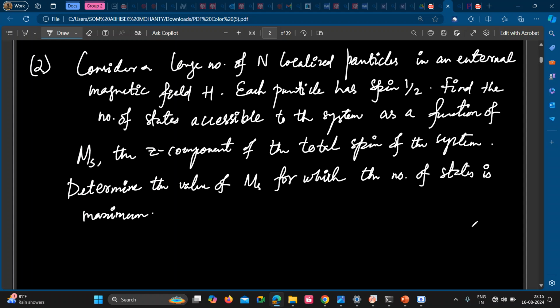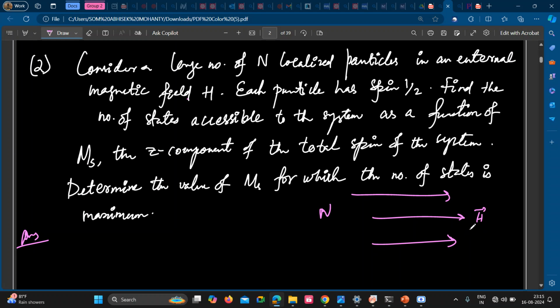Okay, how to solve this question? See, large number of N localized particles. So N is the total number of particles here. In an external magnetic field H. Each particle has spin half. Find the number of states accessible to the system as a function of Ms.